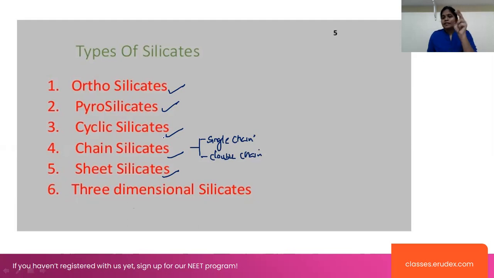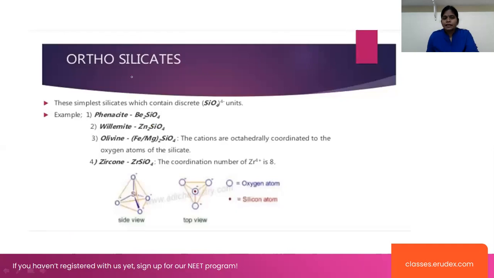Here, the classification of silicates has types: orthosilicates, pyrosilicates, cyclic silicates, chain silicates, sheet silicates, and three-dimensional silicates. In the orthosilicates, the common general unit is SiO4 4 minus. Now in the pyrosilicates, we take two SiO4 units and one oxygen atom is shared between the two silicate units. In the orthosilicates, these are the simplest silicates, which contain discrete SiO4 4 minus units.